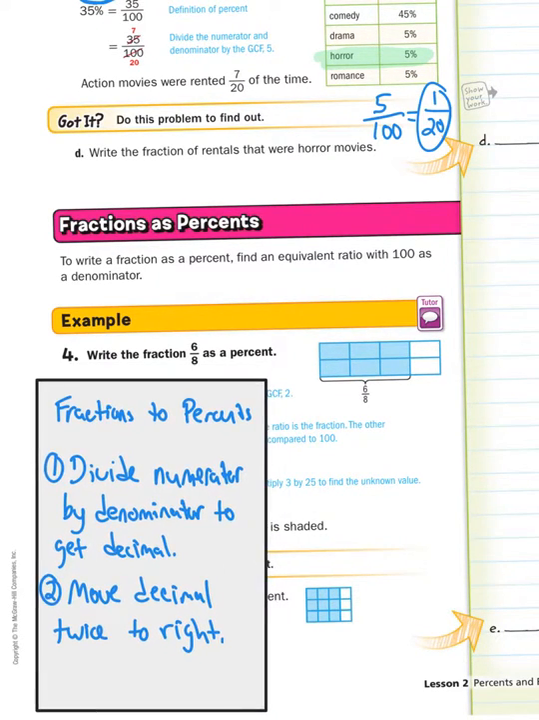Now, look at the steps here. The steps say divide the numerator by denominator to get the decimal. You already know how to do this from yesterday, so we're going to change the fraction to a decimal first, and then it says move your decimal twice to the right. So this is where we use DEEP. So let me show you how this works with example 4, 6/8. It says write 6/8 as a percent.